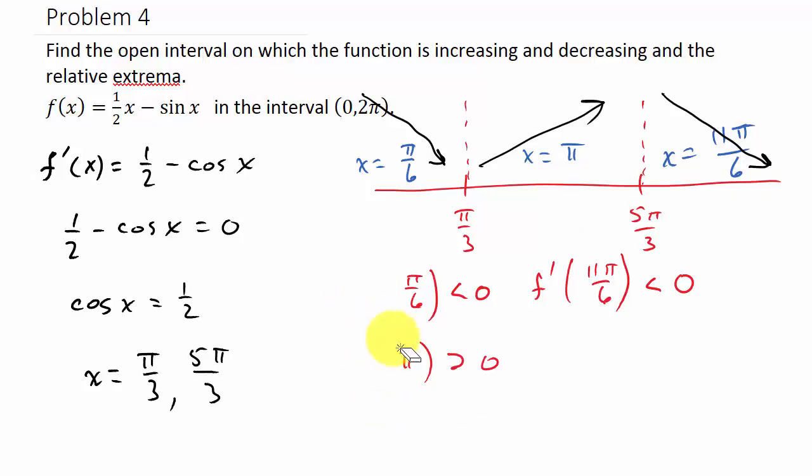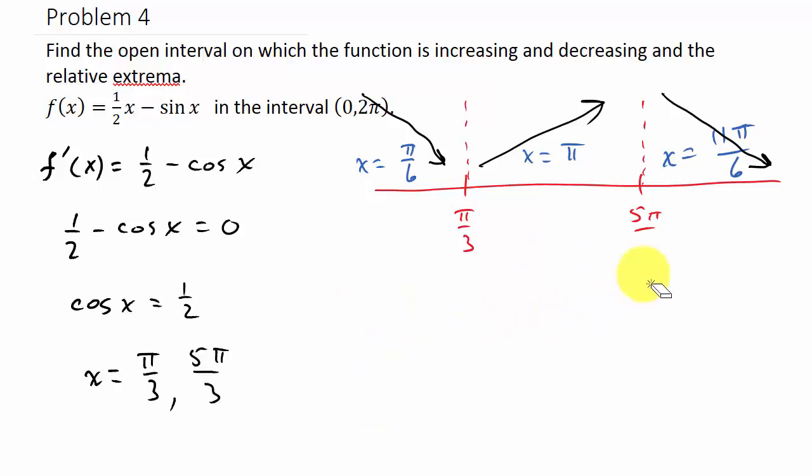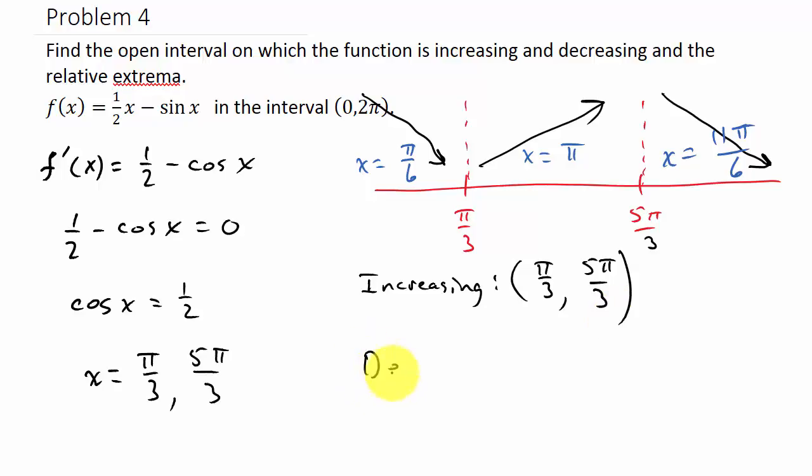So I'm going to erase this so I can write the answer down and have a little more room. All right. So I can say we are increasing from right here, pi over 3, to 5 pi over 3. I accidentally erased the 3 there. And we are decreasing from negative infinity to pi over 3, and we are decreasing from 5 pi over 3 to infinity.